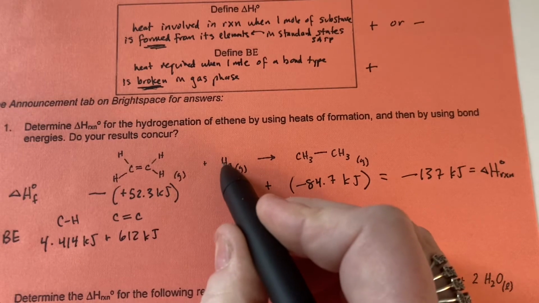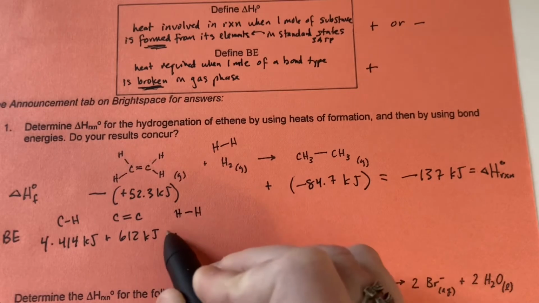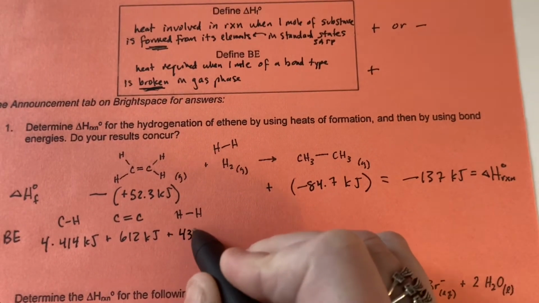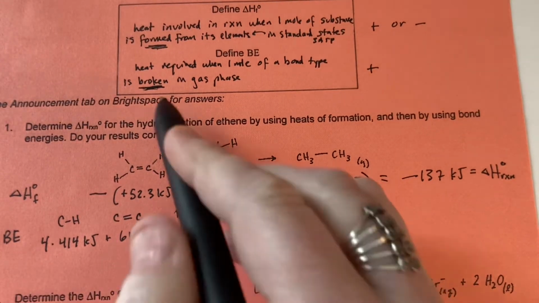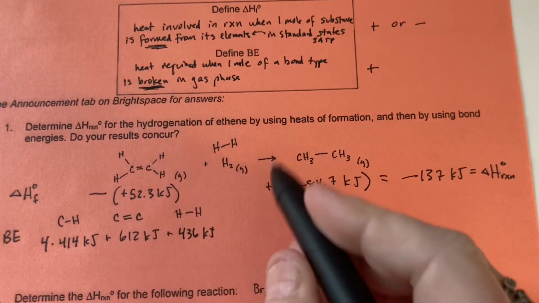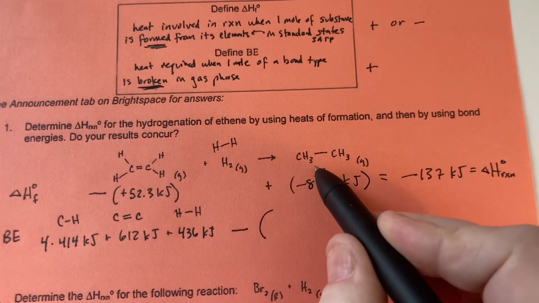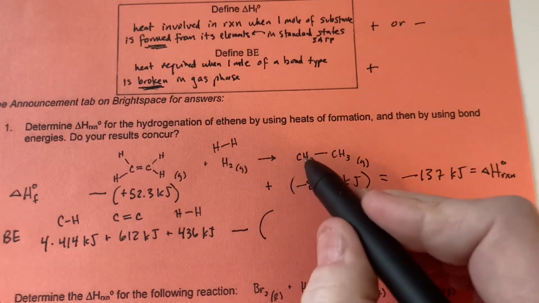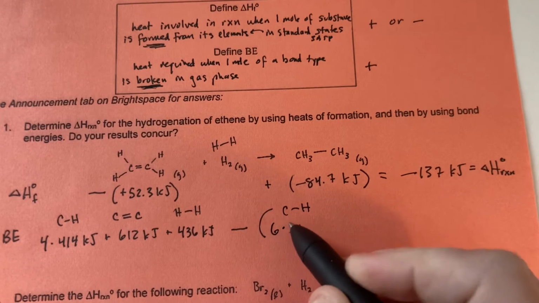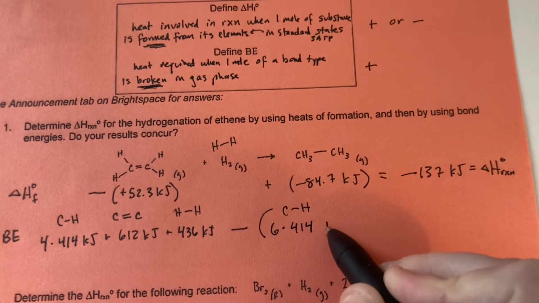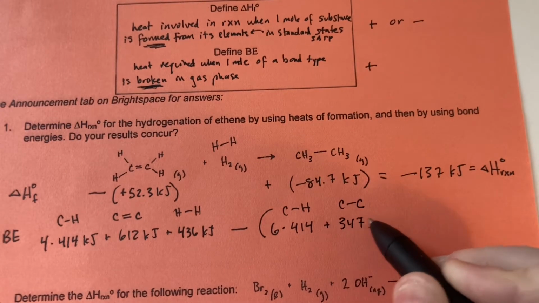And then I have an HH single bond there. So I'm going to add to that 436 is what the data is. And then that's all the energy required to break the bonds in the reactants. But now I'm going to have to change the sign of the data here in the product. So I've got 6 of the CH bonds, 6 of those, and that's 414. And I'll combine it with my carbon-carbon single, which is 347.